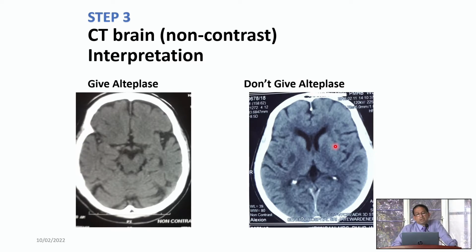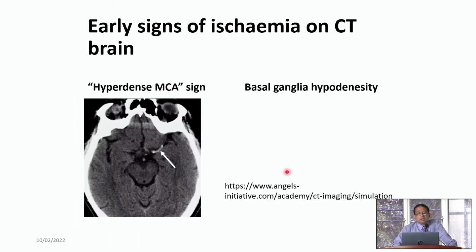We'll have to discuss the imaging if there is radiological help, but I would not thrombolize a patient like this. You can see it's quite hypodense, so a well-established infarction is there, and usually we will not thrombolize.